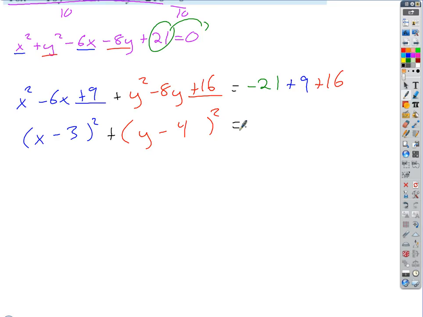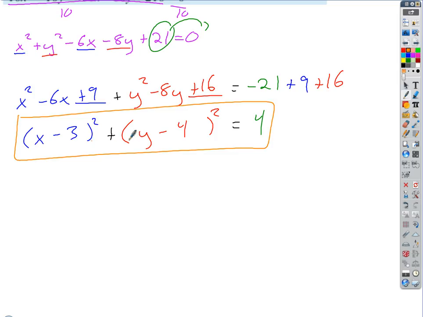And what do I get? Well, negative 21, 9 and 16 is 25, sorry, minus 21 is positive 4. So there it is. That's my answer. That's in the form x minus h squared plus y minus k squared equals r squared. Okay?